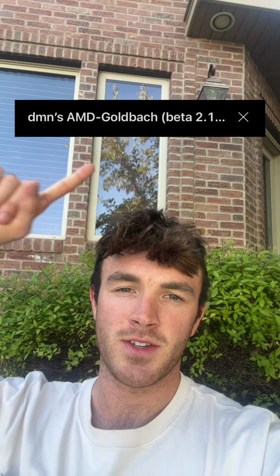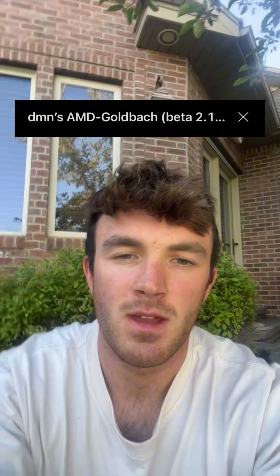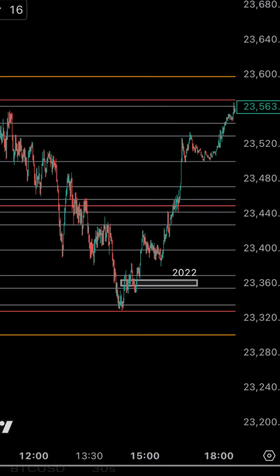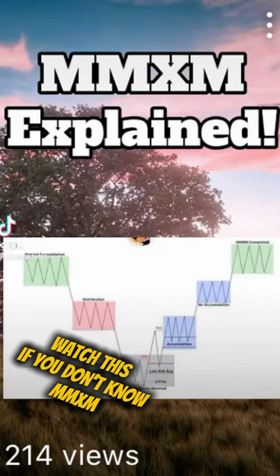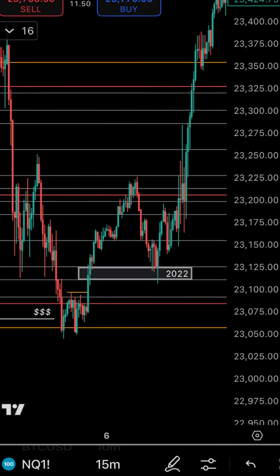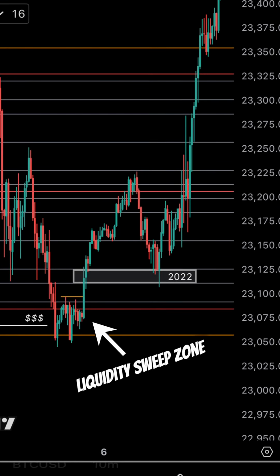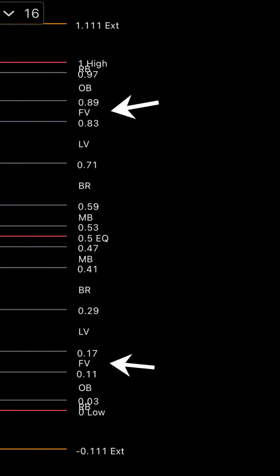So in order to get these levels on your chart, you're going to need to get this indicator right here. It's going to show on the screen exactly what it's called. And essentially, you're going to see a whole bunch of lines on your screen. The red lines on the bottom and the top are where the low of a market maker model should form and the high of a market maker model should form respectively. The outside yellow lines are higher probability areas for us to sweep liquidity into. And then the fair value gap zone is a higher probability area for the fair value gap to form.